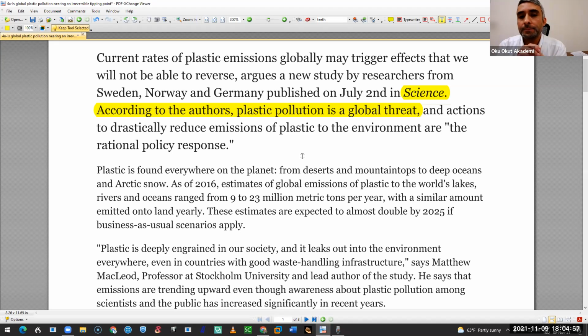So what do the authors think about actions to reduce this pollution? What do they think about it? Here, look at the last sentence. Actions to drastically reduce emissions of plastic to the environment are the rational policy response. Rational, logical, right? Sensible, feasible policy response. Okay, good.